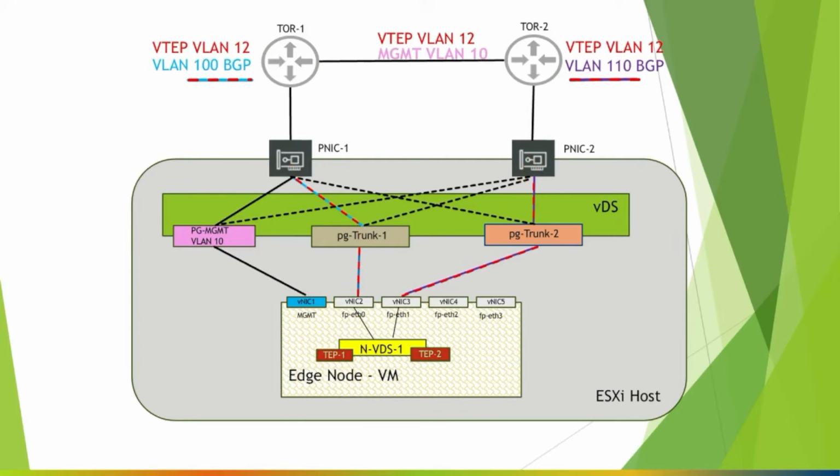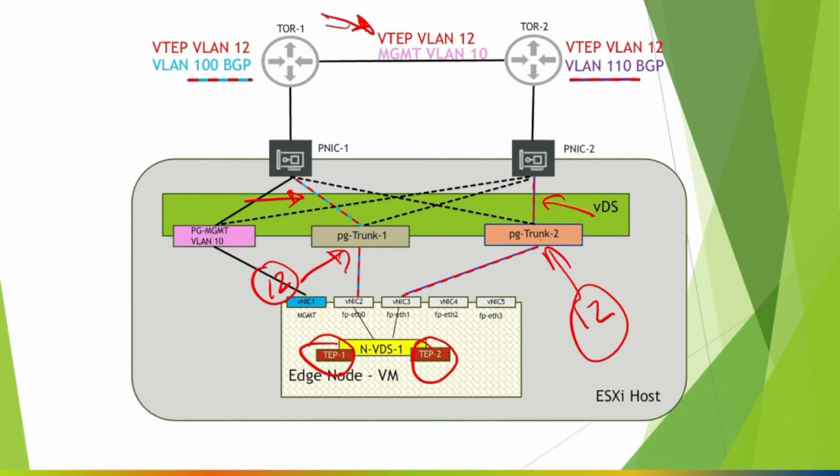Anyways, so we've got this multi-TEP configuration, and I'm going to show you how to configure this. So I'm going to say, okay, overlay traffic. Now, in my environment, my red is my VTEP, and that's what you see over here, this red dotted line. That means this port group and this port group are set up for VLAN 12 in my example, so my TEPs can go through that port group.